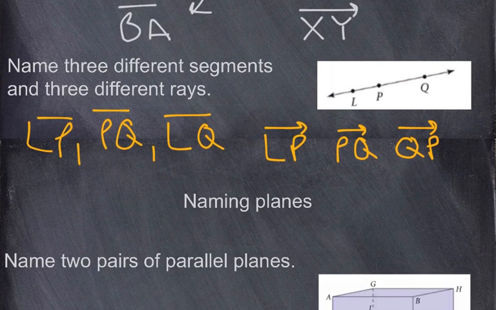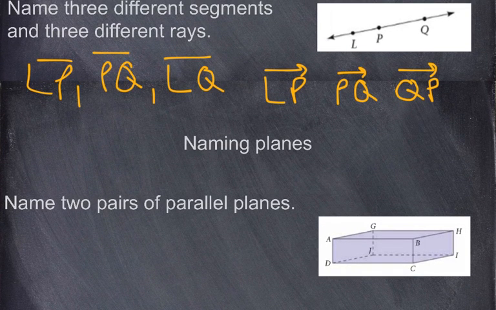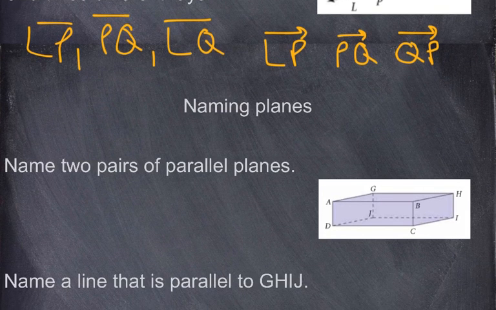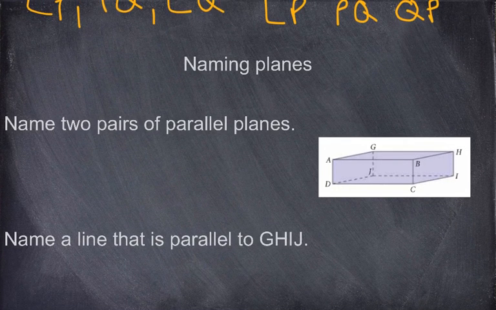Now let's get to naming planes. Again, when you're naming planes, if there are 4 letters there on the plane, you would just use those 4 letters. So here it says name 2 pairs of parallel planes. So we have something that looks like a rectangular prism there. The only reason why it looks like a box, even though planes are infinite, is because you cannot draw something that's infinite. It's not possible.